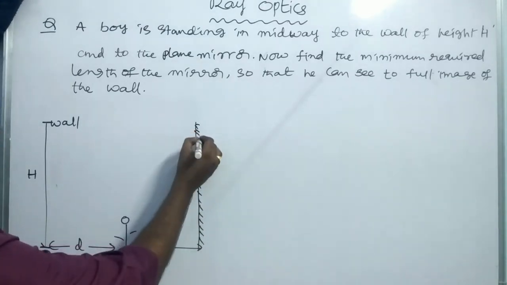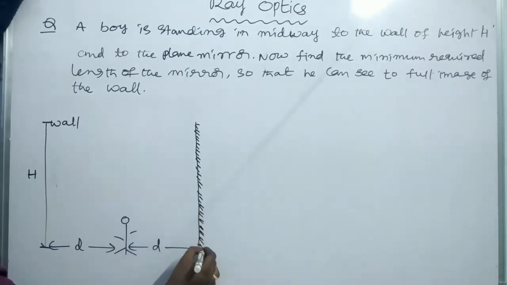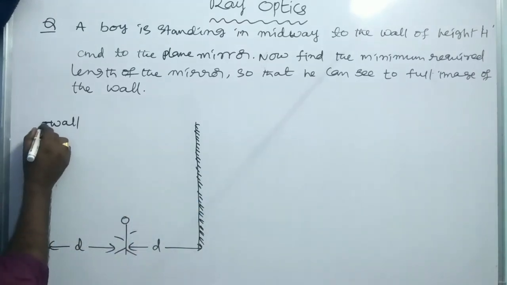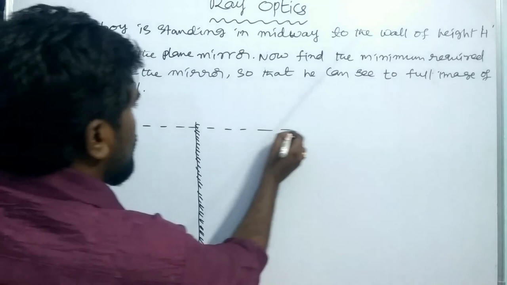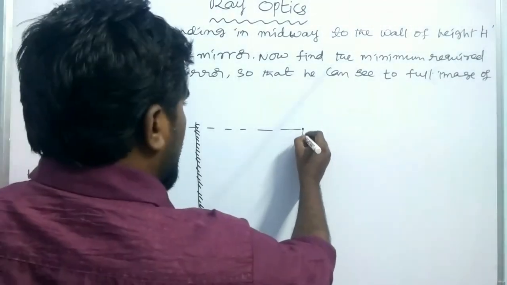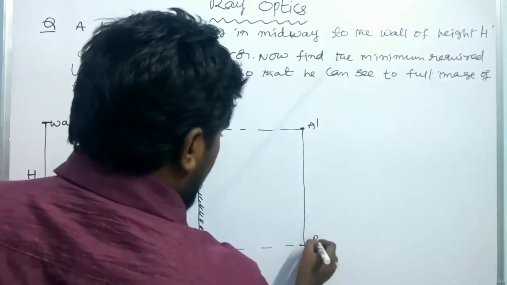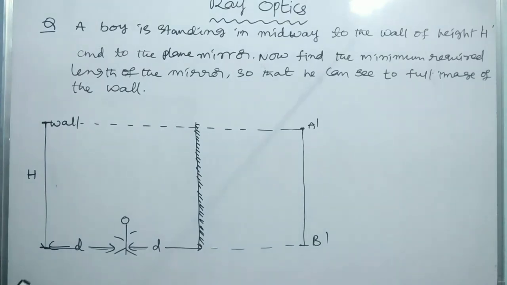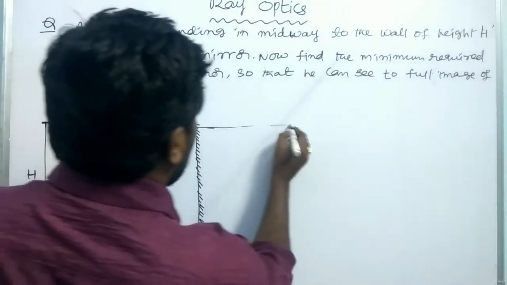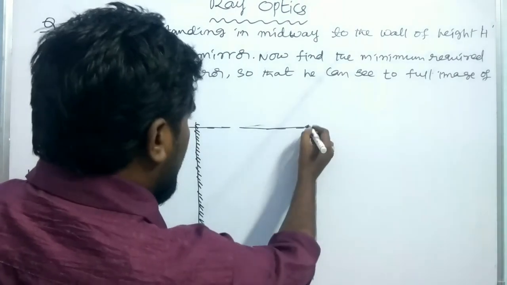Okay, so what is the minimum required length of the mirror to see the full image of the wall? Already you know that the image, this is the object to the mirror, this is the point, then you have to see the image in the same distance, that is at this point, and the same image at this point, where this is the image of the wall, that is a dash b dash here, in the same distance. How much distance is it? D plus D, 2D distance. At this much of distance, the image will be formed.